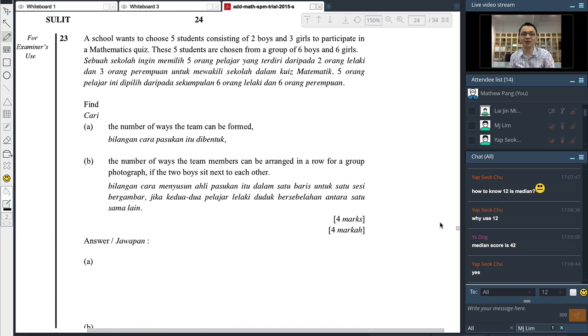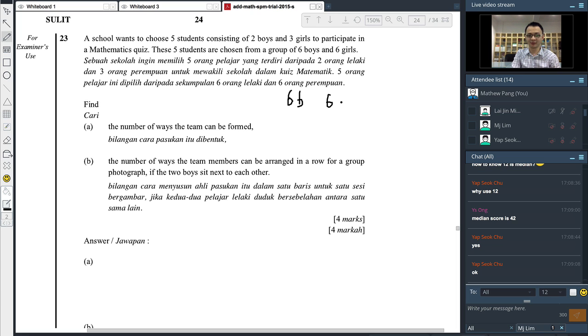Okay, permutation and combination. A school wants to choose 5 students consisting of 2 boys and 3 girls to participate in the mathematics quiz. These 5 students are chosen from a group of 6 boys and 6 girls. So you have 6 boys, you want to choose 2 boys. You have 6 girls, you want to choose 3 girls. And I say for humans, most of the time we use C. So this one is just 6C2 multiply 6C3. That's all. So I think the answer is 300, isn't it?